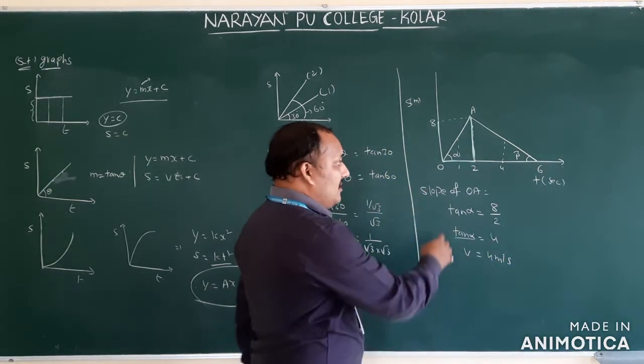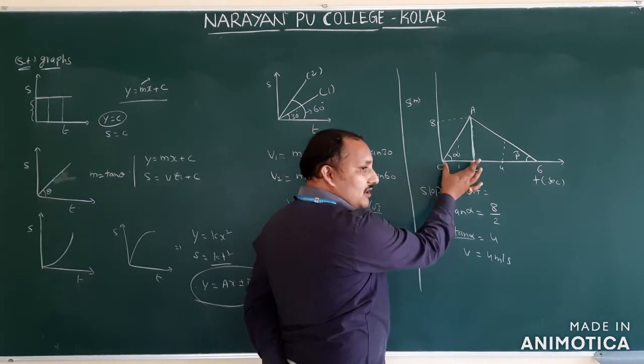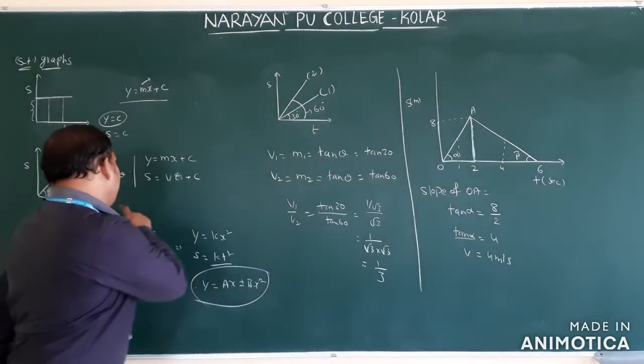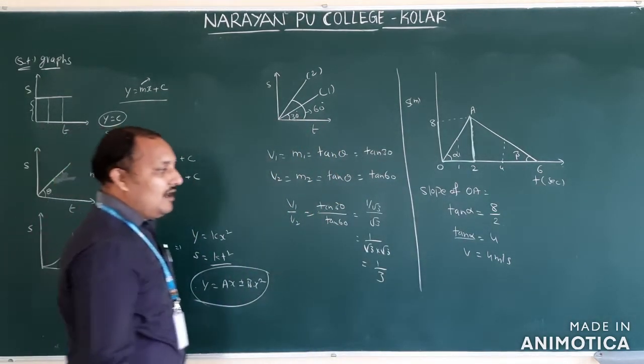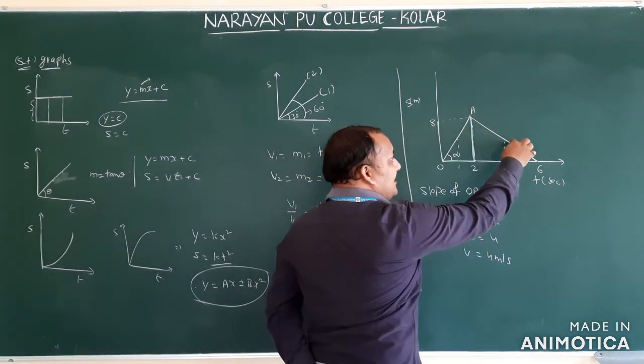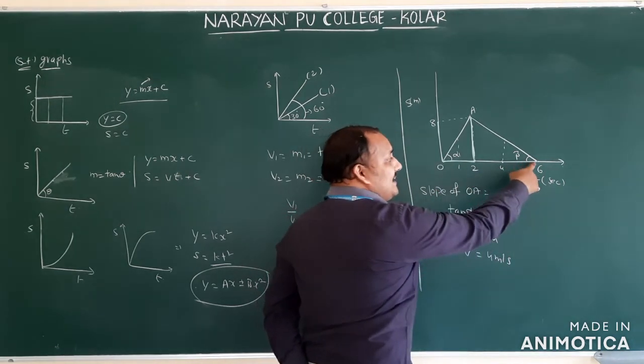You may get one doubt. They ask at 1 second, and you found it in between 0 and 2. In between 0 and 2, it is moving with the same velocity. That is the nature of this graph. Okay. Now, after 2 seconds, what is happening? Displacement is going to become 0. After 6 seconds, displacement is 0.